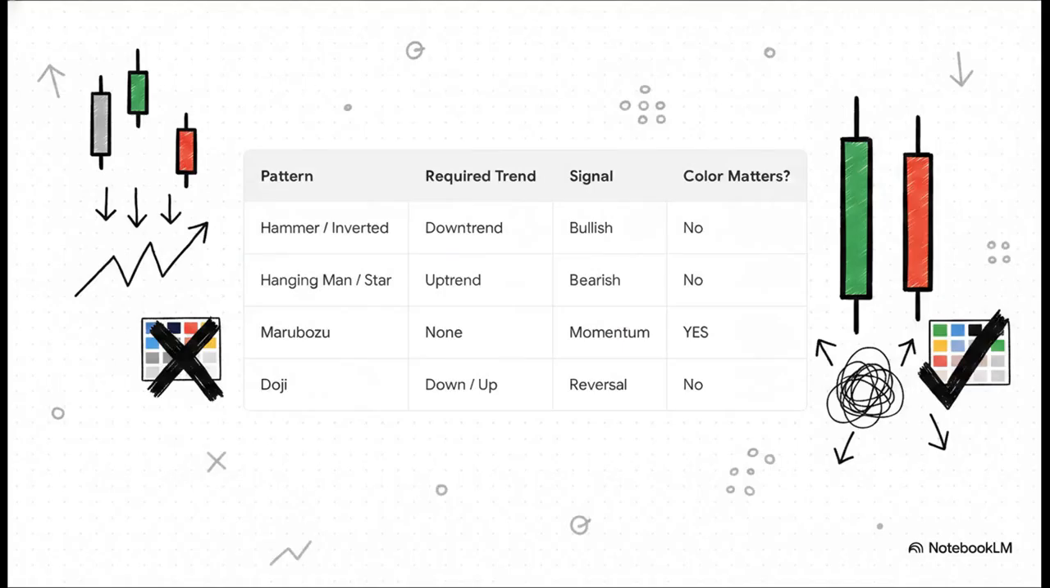Take a mental snapshot of this. This is your ultimate cheat sheet, summarizing everything we've just covered. Notice how both the hammer and the inverted hammer require a downtrend, and color completely doesn't matter. On the flip side, the Marubozu is the rebel of the group, where color is absolutely everything, and the trend doesn't matter. Understanding this logical breakdown is going to help you filter out so much noise on the charts.